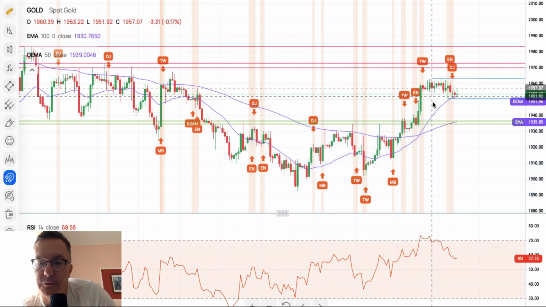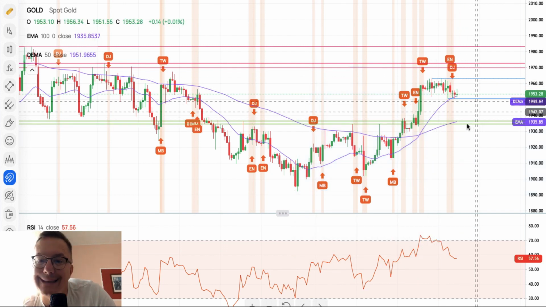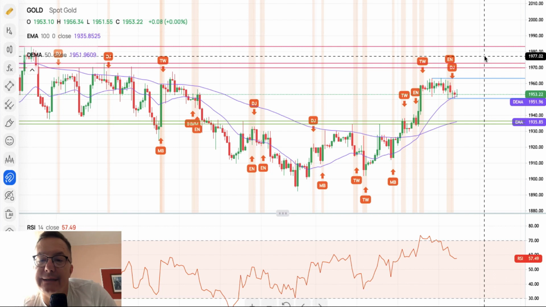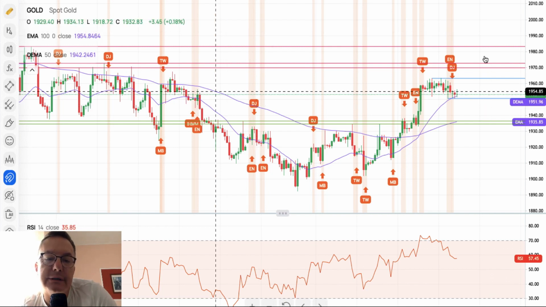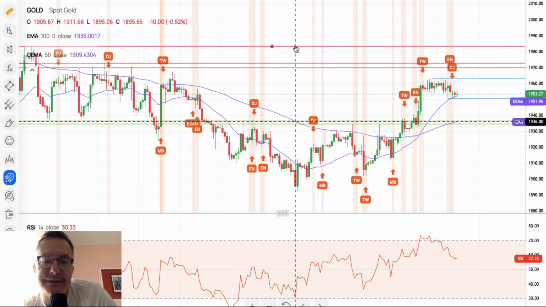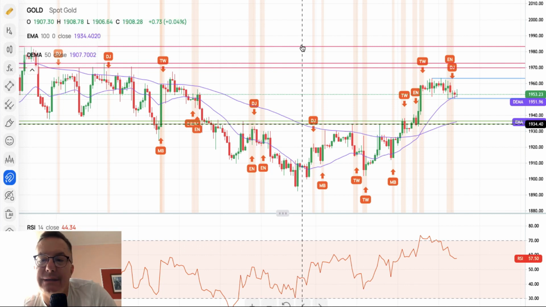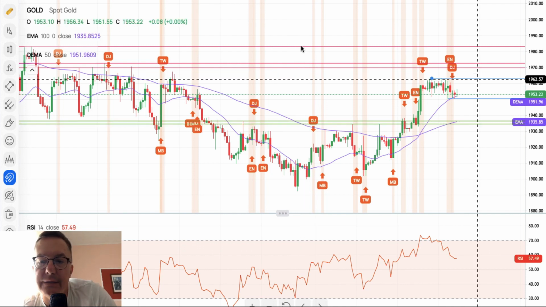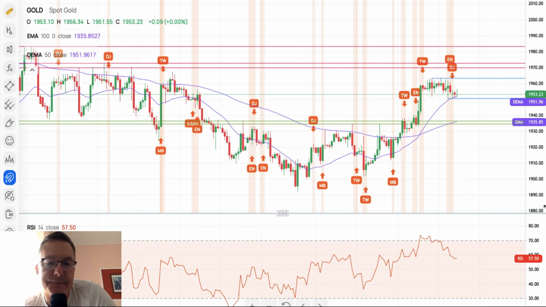So we can of course do some kind of a pullback, and then possibly try again to test this supply zone, these horizontal technical resistances located between 1,969 and 1,982 in the nearest future.